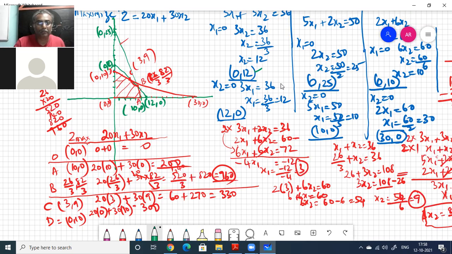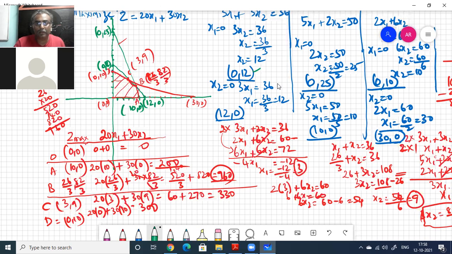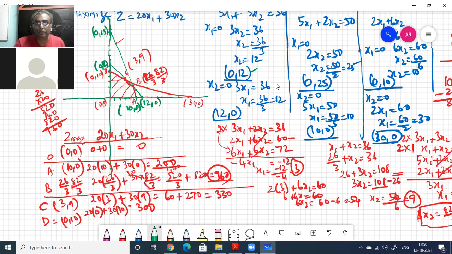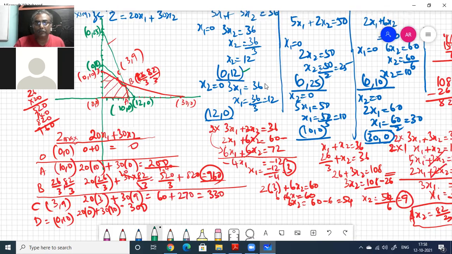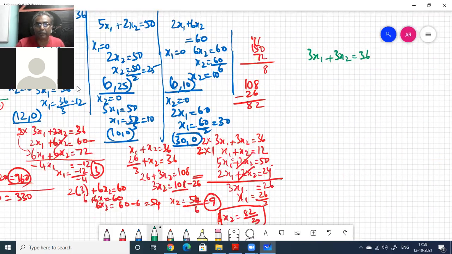0, 12, 12, 2. That is the first line. The next line is 0, 25, 12, 0. 5x1 plus 2x2. That is the other line. 5x1 plus 2x2 is equal to 50. This is the other line.